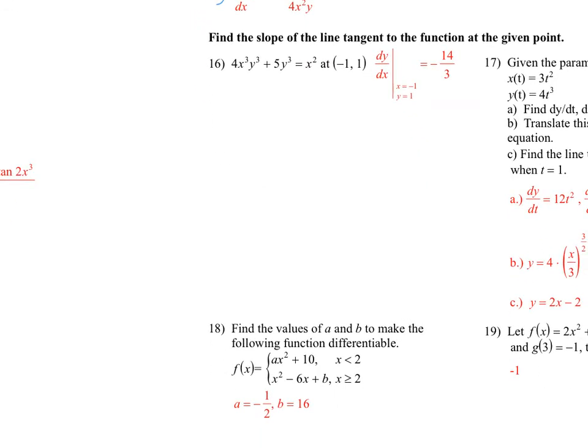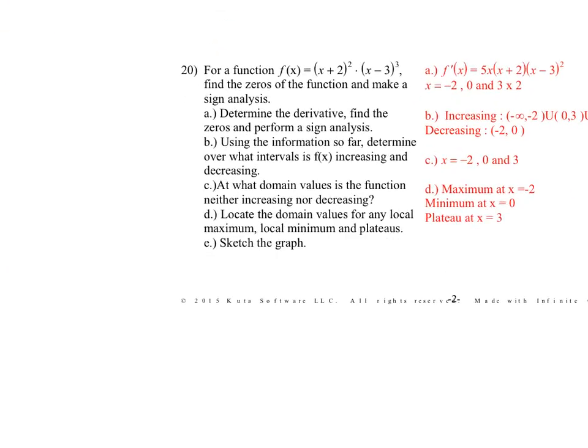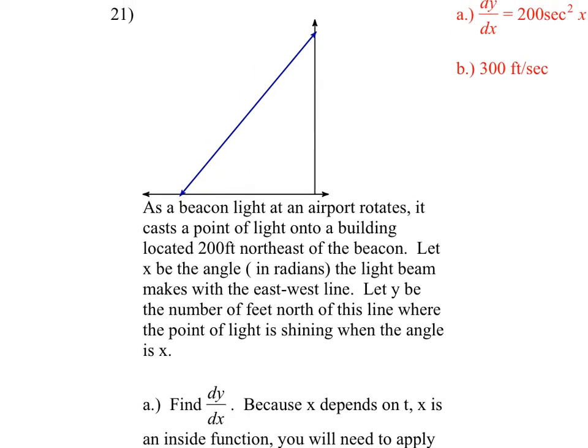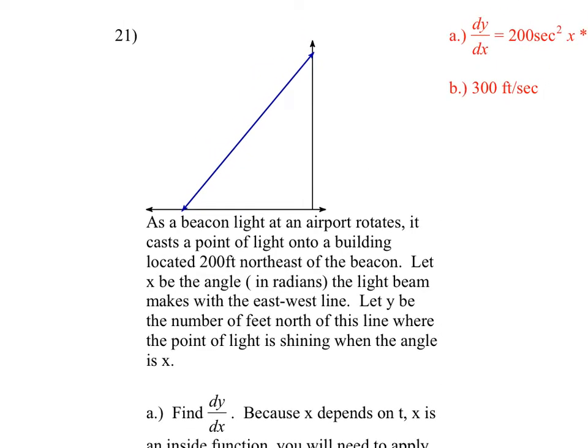And the last problem I'm going to do right here is, I believe it was this one. Alrighty, so that's the next problem I'm going to go over. Alright, so let's read this problem properly. As a beacon light at the airport rotates, it casts the point of light onto a building located 200 feet northeast of the beacon. I don't know what that means, to be honest. Apparently, what that means is that if, for this triangle, I don't even know what a beacon is.